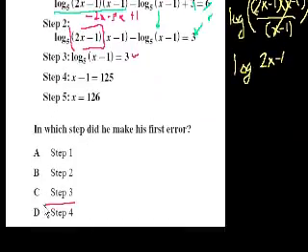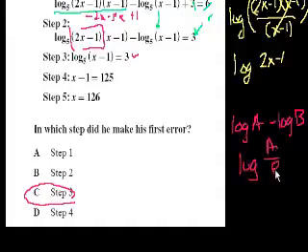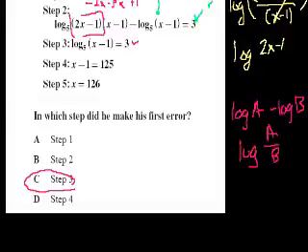Step 3. He somehow intuitively knew that you could divide x minus 1 into this because of, log of a minus log of b is equal to log of a over b. But I don't know, he simplified wrong or something. Who knows? Next problem.